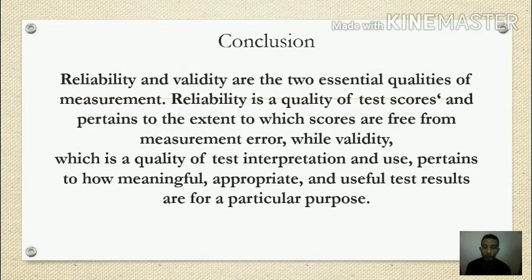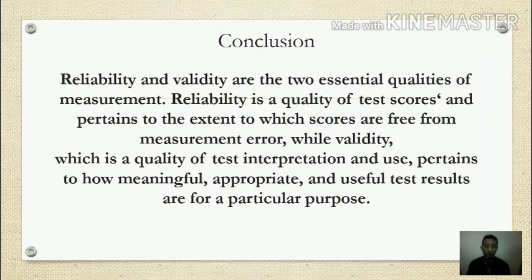Okay. And the last is conclusion atau kesimpulan. Reliability and validity are the two essential qualities of measurement. Reliability is the quality of test scores and pertains to the extent to which scores are free from measurement error, while validity, which is the quality of a test interpretation and use, pertains to how meaningful, appropriate, and useful test results are for a particular purpose.